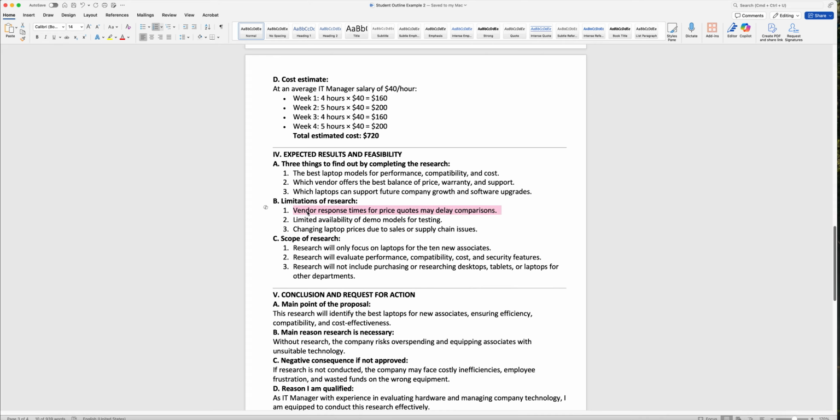This is super valid, super realistic. How many times have you emailed someone or tried to contact someone about something and they didn't get back to you for days or weeks? Very, very realistic. You don't have to think of really outside of the box kind of stuff. Just use your imagination and think very realistically. Limited availability of demo models for testing.